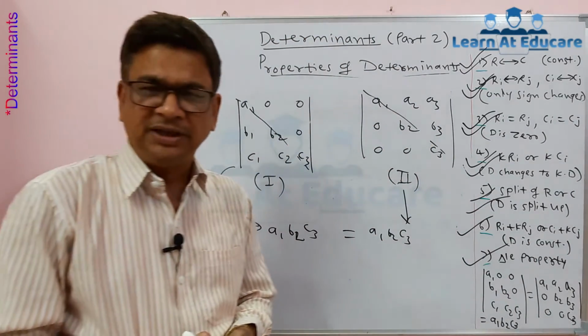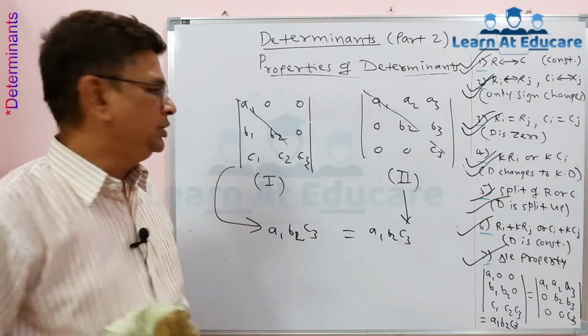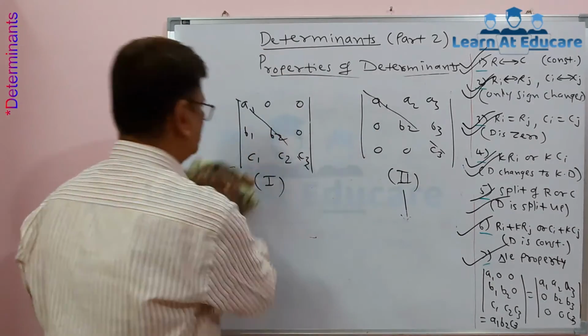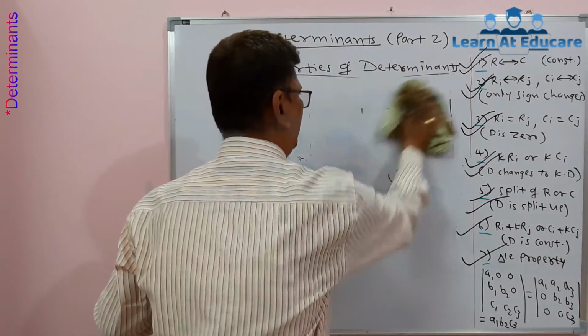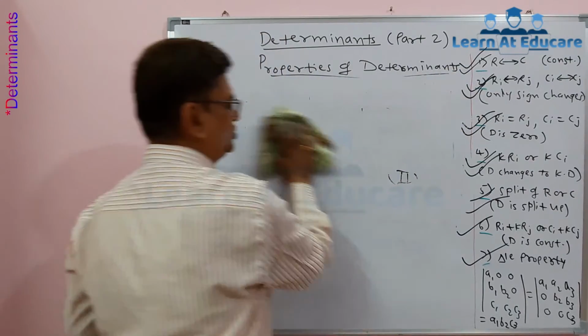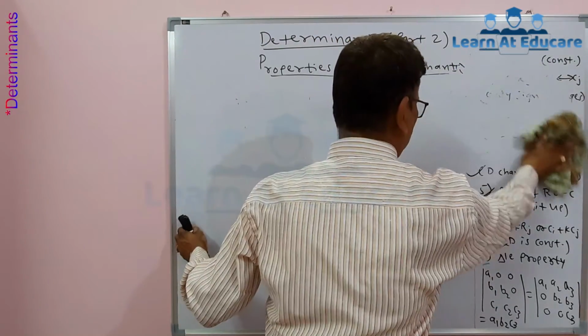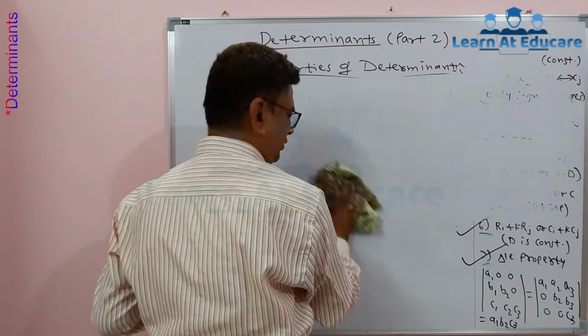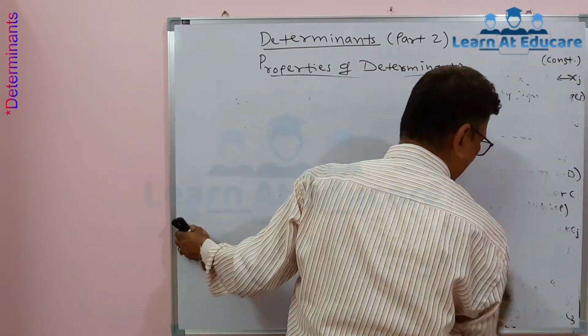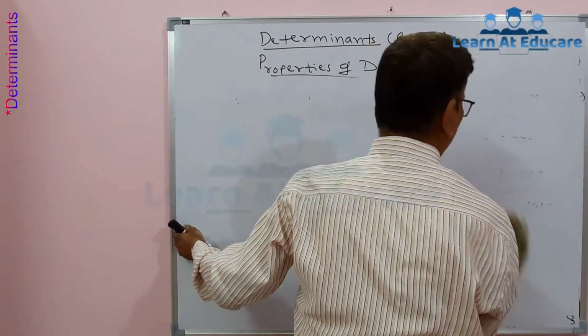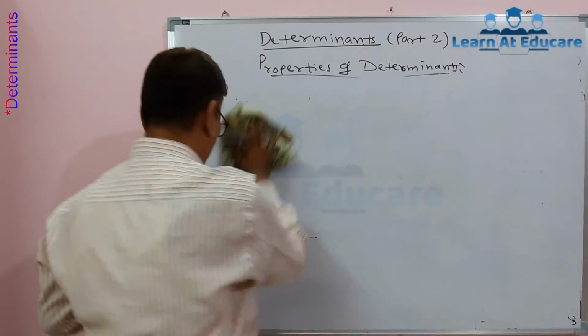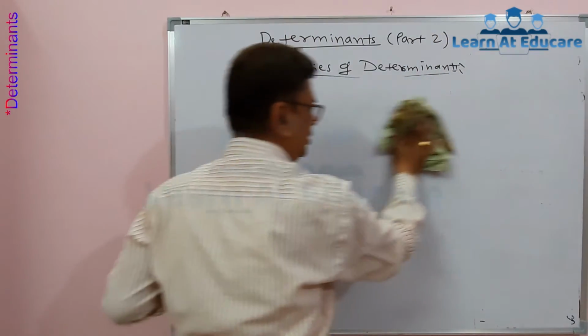These properties are all very important for solving problems or questions on determinants. Many times the question asked is to solve the determinant without expansion. At that time, to simplify the determinant or to get its value, we require these properties.